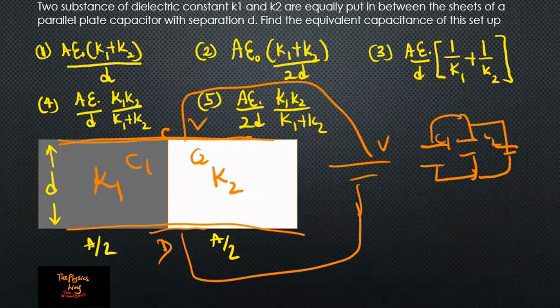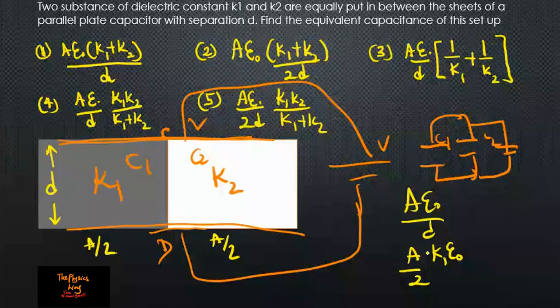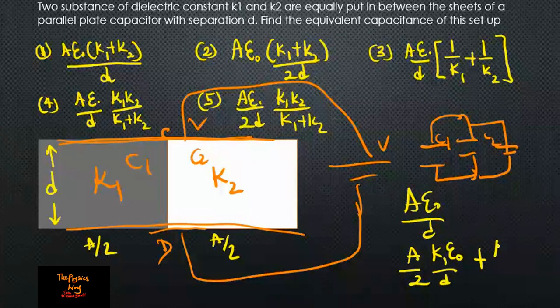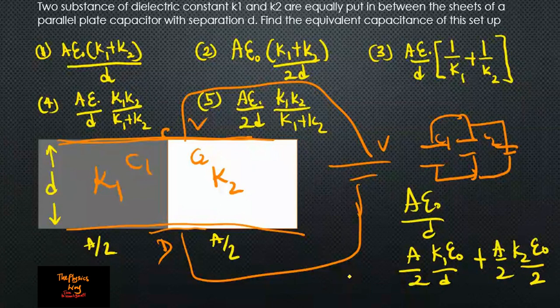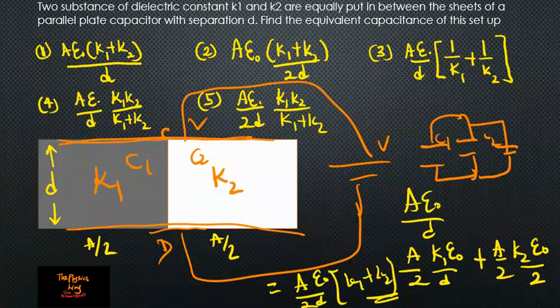So let's apply the basic equation A epsilon naught over D. Here the common surface area will be A by 2, and epsilon naught is now K1 epsilon naught, and the separation between them is D. For the other one, again A by 2, K2 epsilon naught divided by D. I can directly add them because these two capacitors are in parallel. Right. So I'll take common A epsilon naught and 2D out, and I am getting K1 plus K2 here.